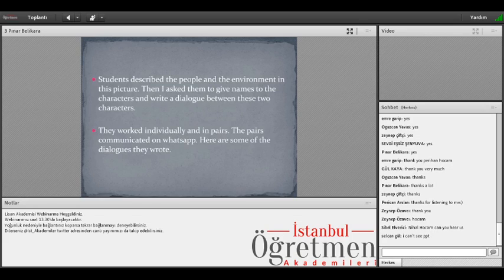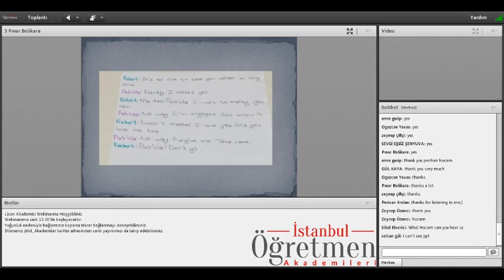give them names and write a dialogue between these two. And some of them wanted to work individually and some wanted to work in pairs. The pairs communicated through WhatsApp and they wrote some dialogues. Here are some of them. Here there's Robert and Patricia. They love each other, but Patricia is engaged, so she leaves Robert.